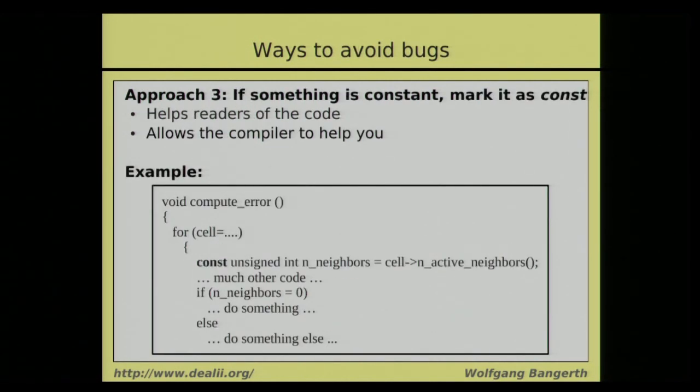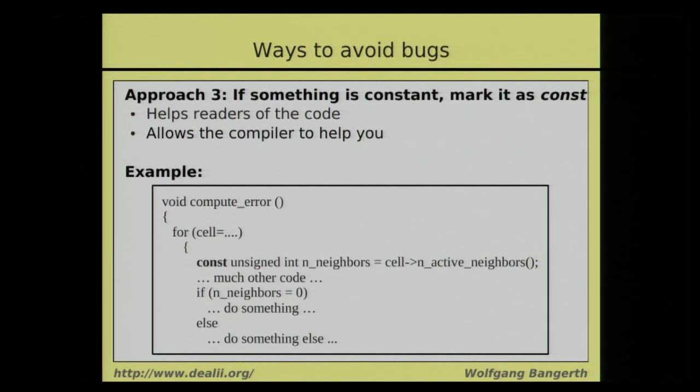A third way would be: if a variable is const, mark it as const. The same is true for member functions. It helps you when you read your code, because you understand that there is no other place where you could change the value of this, and it allows the compiler to help you. So here's an example. Let's say we want to compute an error. One of the things we have to do is loop over all the cells, and then on every cell loop over all of the neighbors. So let me introduce a variable that is called nNeighbors. This function nActiveNeighbors doesn't actually exist. It's just a mock-up here.